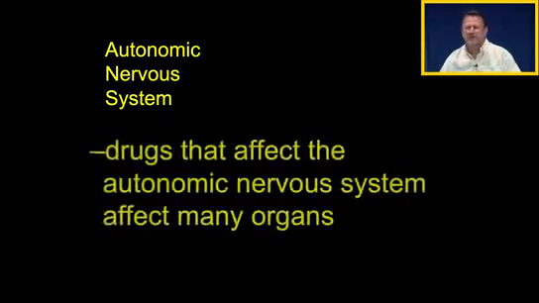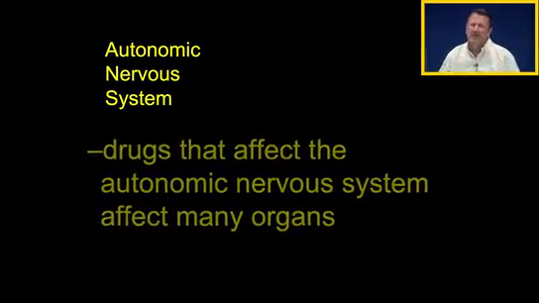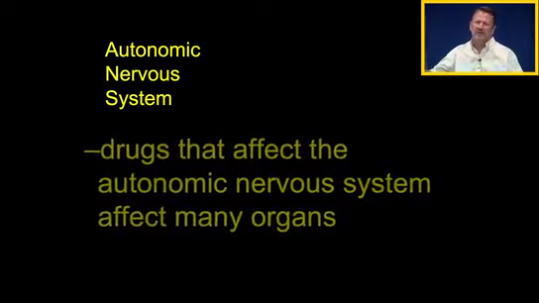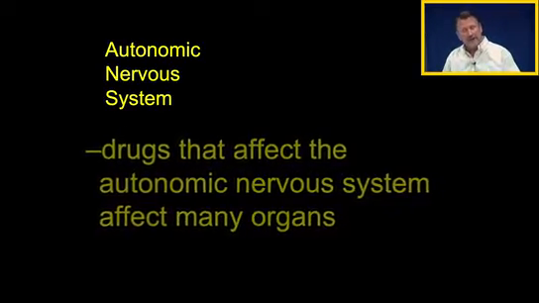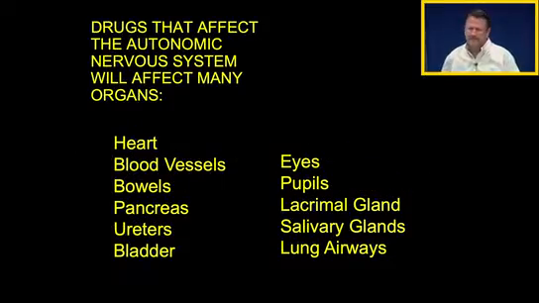And so what I want you to know from autonomic nervous system pharmacology, if nothing else, is this right here. Drugs that affect the autonomic nervous system are going to affect all of the organs that are affected by the autonomic nervous system. And that's these organs right here. The heart, the blood vessels, the bowels, the pancreas, the ureter, the bladders, the eyes, pupils, lacrimal glands, salivary glands, lung, airways. All of these are controlled by the autonomic nervous system. All of these are affected by the autonomic nervous system.